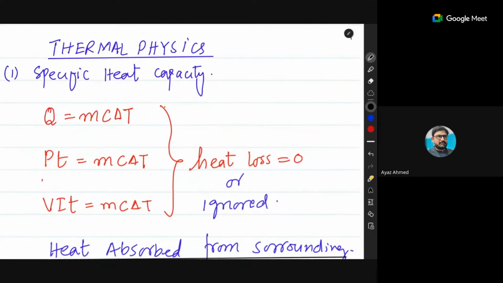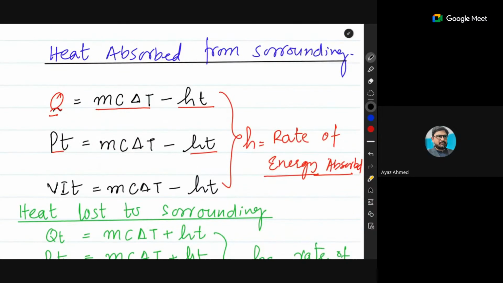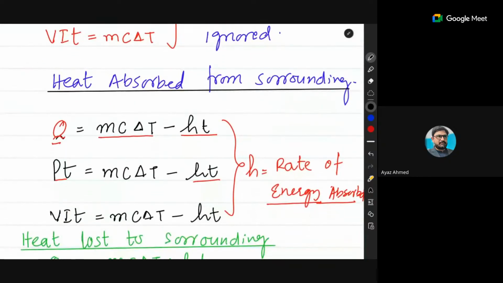So that is why, if the heat is absorbed from the surrounding, before that I told you, when the heat is absorbed from the surrounding, there are two cases. One case is heat lost to the surrounding, one is absorbed from the surrounding. Then what equation will you use, or which equation will you use?